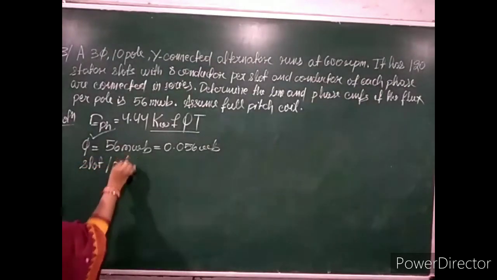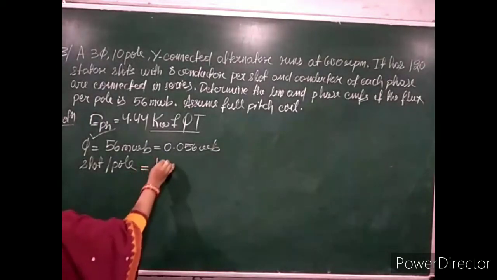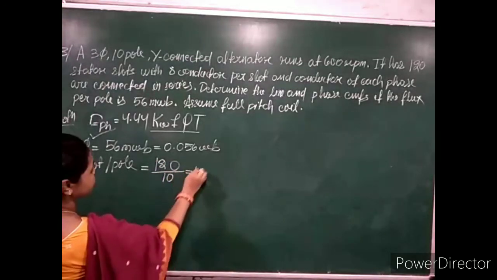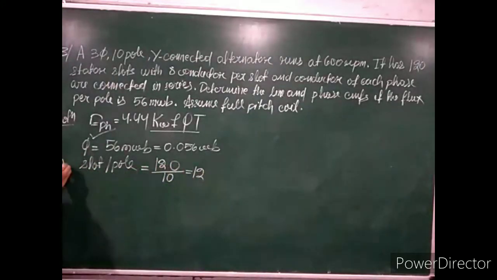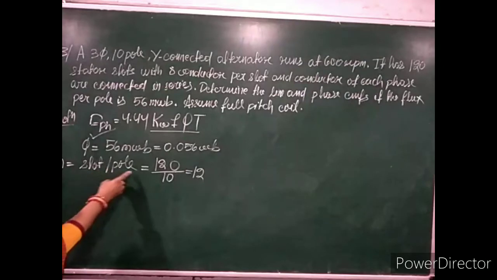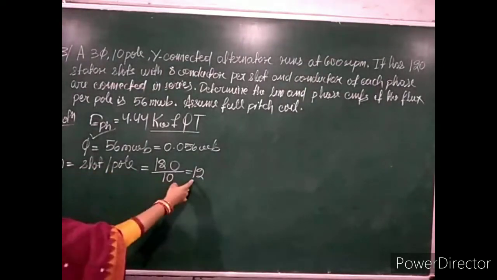Slot per pole is 120 by 10, that is 12, small n, this is small n. Slot per pole: total number of slots is 120 and total number of poles is 10. So slot per pole is 12.